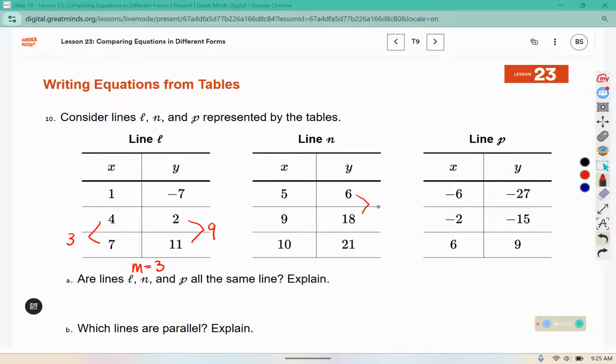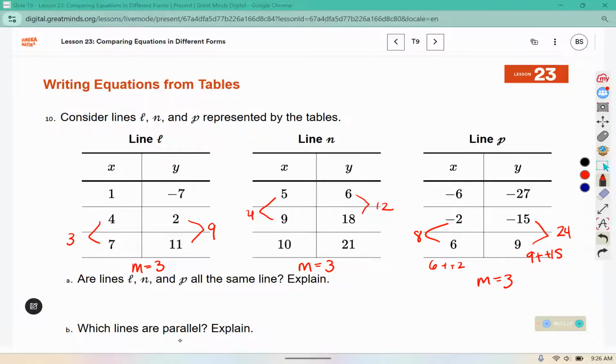18 minus 6 is 12. 9 minus 5 is 4. 12 divided by 4 is also 3. Nine minus negative 15 would be positive 24. 6 minus negative 2 is positive 8. 24 divided by 8 is also 3.